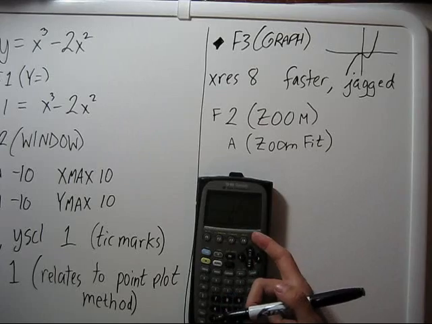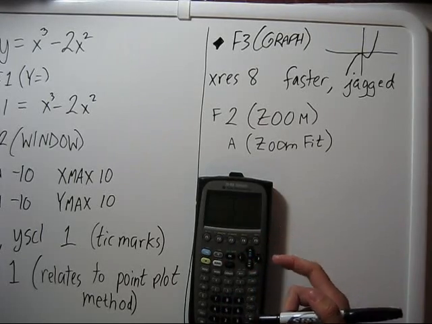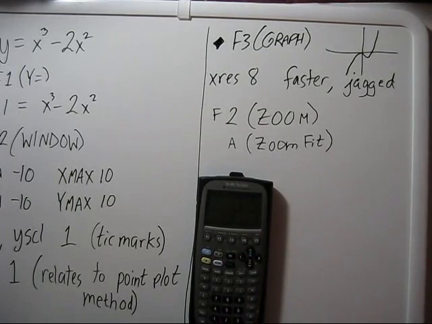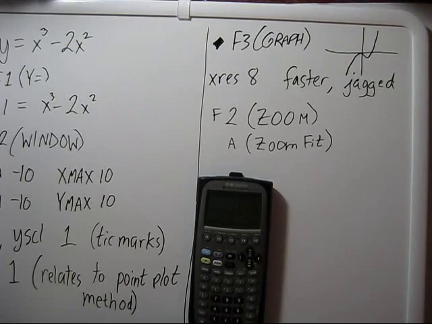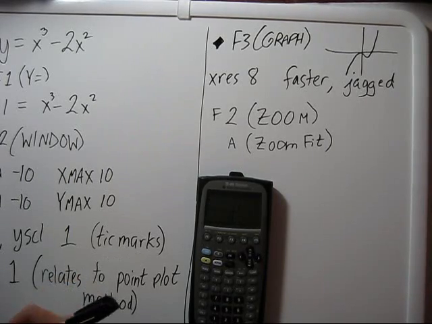Okay, it graphed a lot faster, but you have jagged edges. That's because the calculator uses a point plot method to graph. It just generates hundreds of points and connects them all. When you do XRes 8, it's fewer points, and that's why it's jagged.